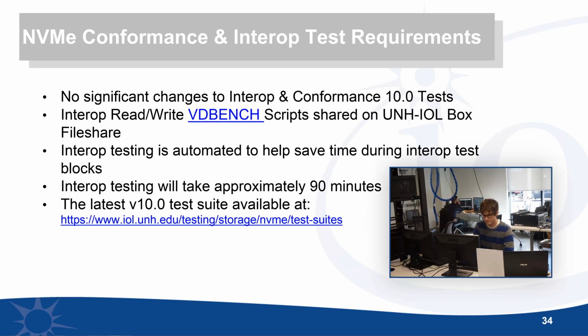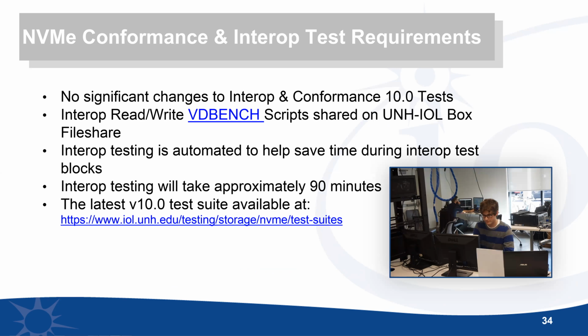Now really, between test plan number 9 and number 10, there are some minor changes, but there are no major changes that have happened between 9 and 10, the Conformance and Interop test suites. We do use VDBench to perform our I/O testing. And again, you can get another link there for all the test suites. And again, the actual 90 minutes that it takes to perform the Interop testing is due to the number of rebootings of systems that you have to do in order to perform that Interop testing.